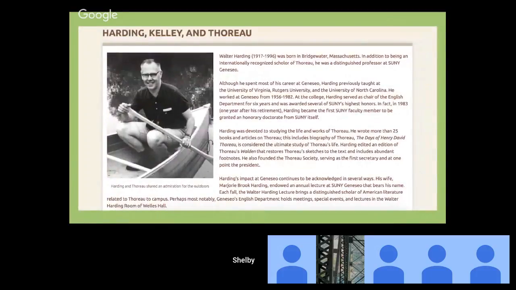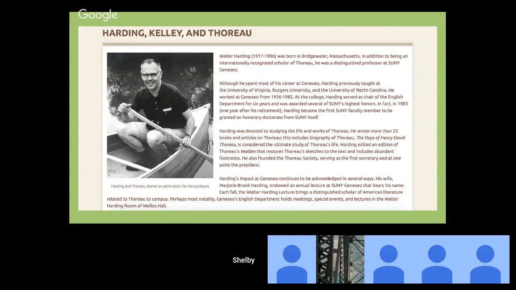So after Dom did the overall exhibit at a glance introduction, I went into an introduction of who Harding is, and why he was important to the Geneseo community. So this was part of my page. I basically went into who Harding was.